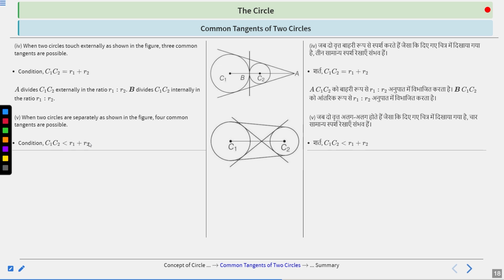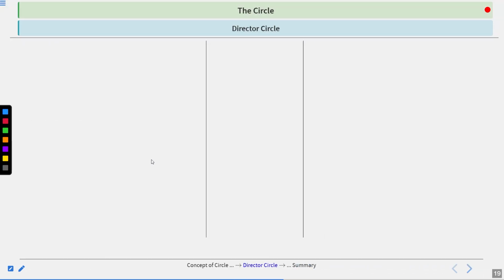When two circles are separate, as shown in the figure, four common tangents are possible, right? See, we have two separate circles, and we can draw four common tangents to them. And the condition should be c1c2 greater than r1 + r2. Got it? Now let us see the director circle.